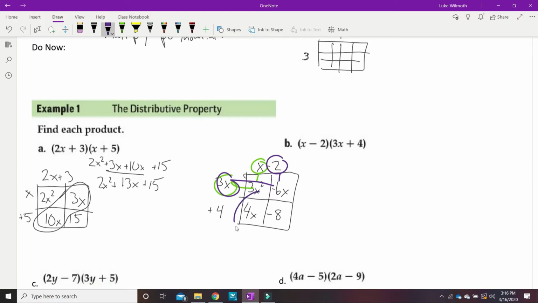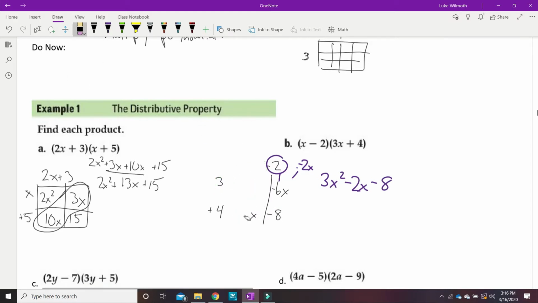So I'm going to combine these. In my box, the first one is a 3x squared. I could write out negative 6x plus 4x like I did before, or I could just say that negative 6 plus 4 is negative 2x minus 8. If that confused you, all I did is add up the diagonal on my box to get the negative 2 here.